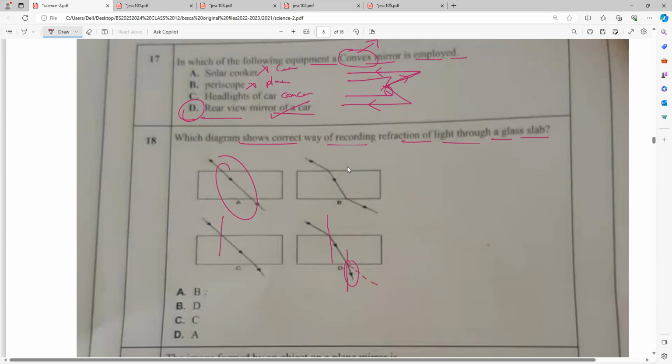Next, here, from here to here it is showing a straight line, so this is also wrong. So what is the correct option? You can see the incident ray bending towards the normal, then bending away from the normal. So option B is the correct one. So option A, the figure number B is the correct one.